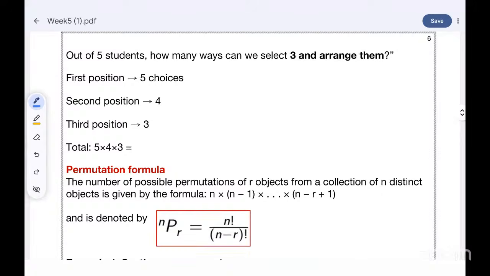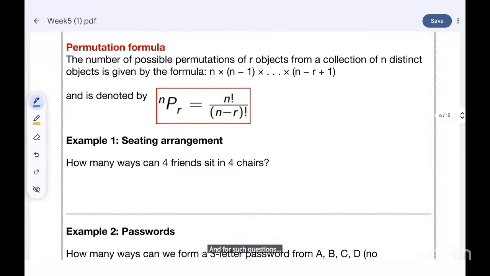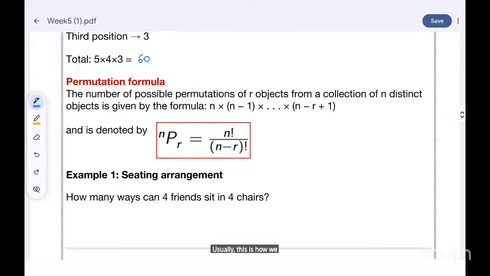Okay, so this is a question typical to what we call permutation. Given n, out of n, how many possible ways can we arrange our items? So this is a typical permutation question. For such questions, usually this is how we write the answer: n into n minus 1 into n minus r plus 1, which is denoted by this formula, nPr is equal to n factorial by n minus r factorial.